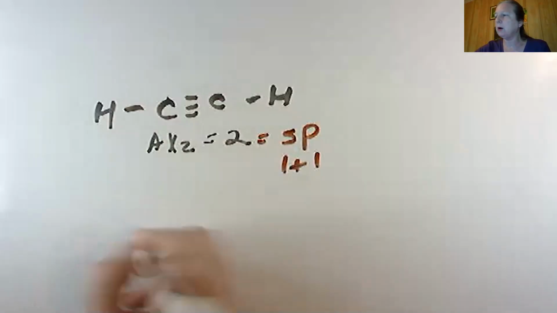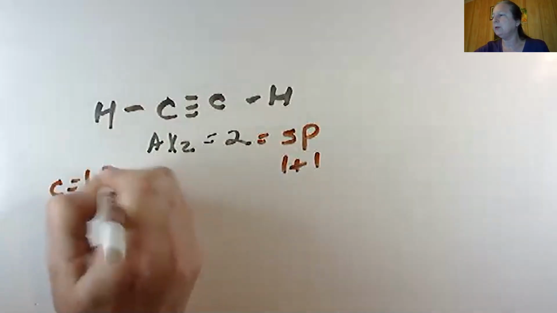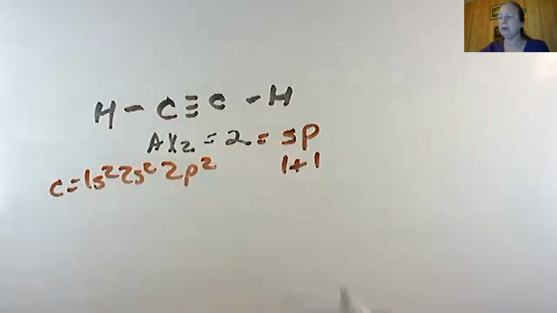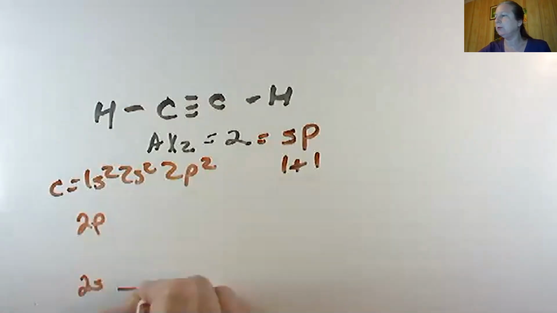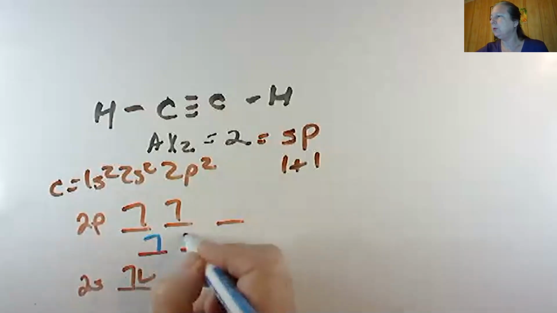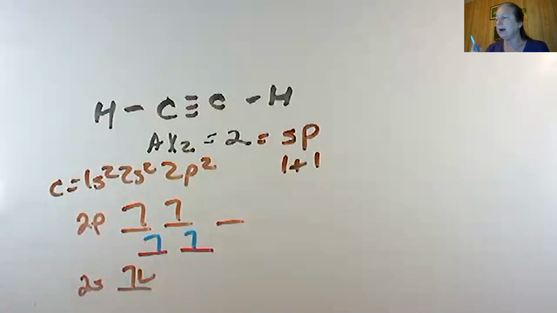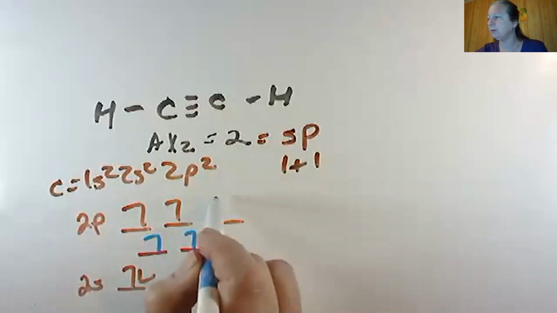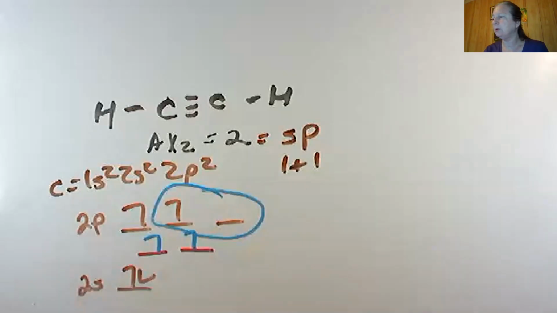So carbon again is 1s2, 2s2, 2p2. So I'm not going to bring in the 1s, but my 2s, my 2p, there's my s, there's my p. Remember, you always have 3. The ground state of carbon is this. I need an sp, I need 2 hybrid orbitals that are going to involve the s orbital and the p orbital. And I'm going to fill it with 2 electrons from the carbon. I still have 2 p orbitals left. So that's left.